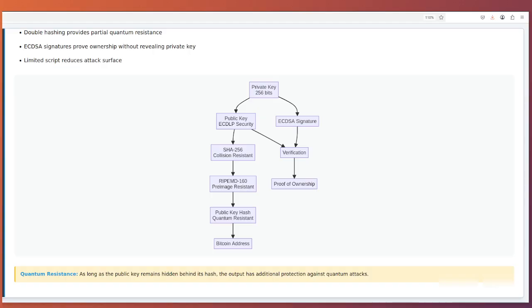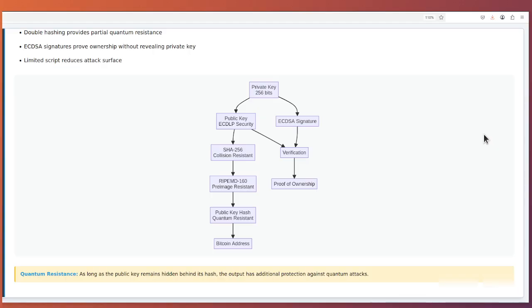The signature scheme provides non-repudiation and prevents forgery. ECDSA signatures mathematically prove that someone with knowledge of the private key authorized the transaction. The signature is unique to both the transaction data and the private key, so it cannot be reused for a different transaction. Attempting to modify a signed transaction in any way invalidates the signature, preventing malleability attacks where an attacker might try to change transaction details after it is signed.